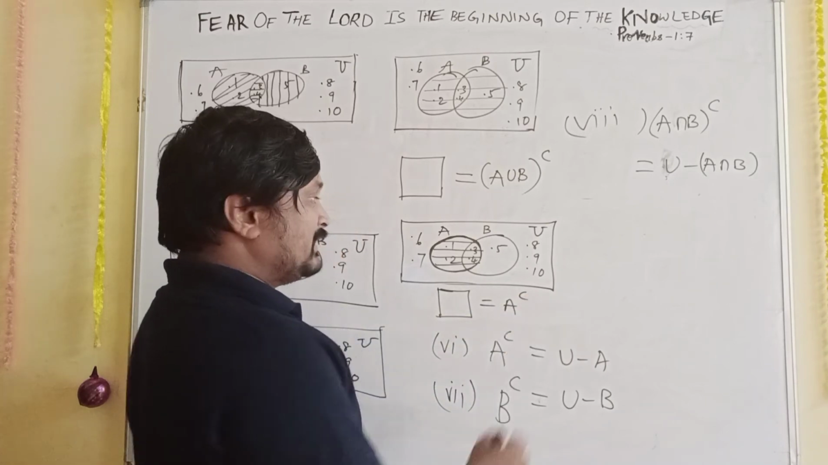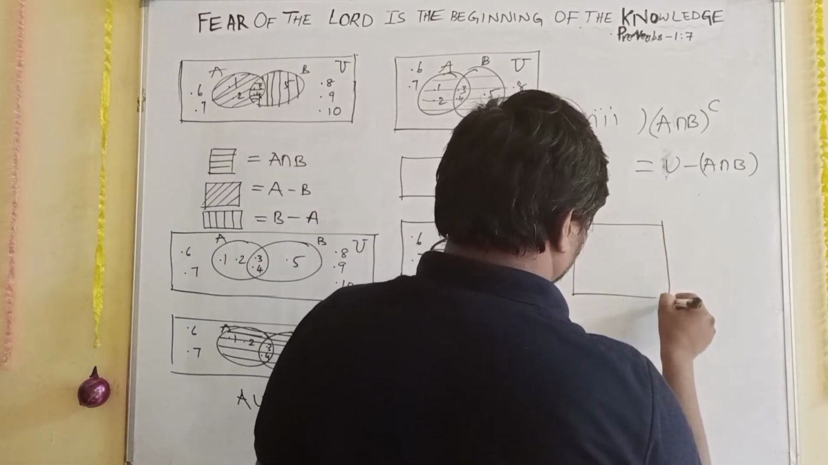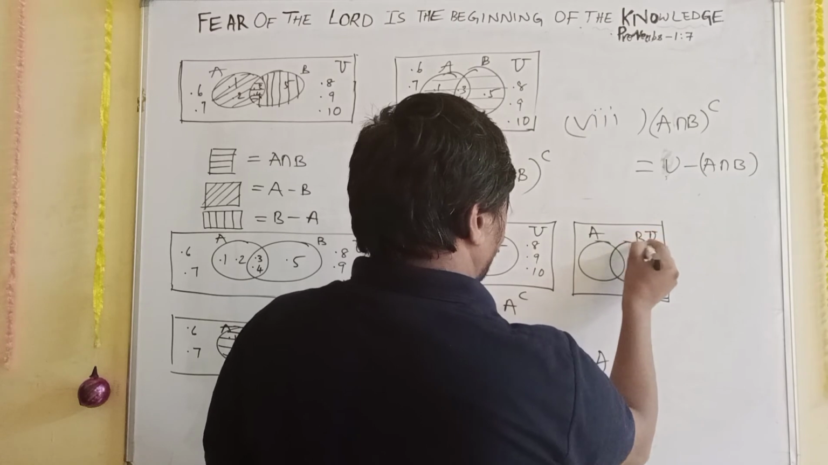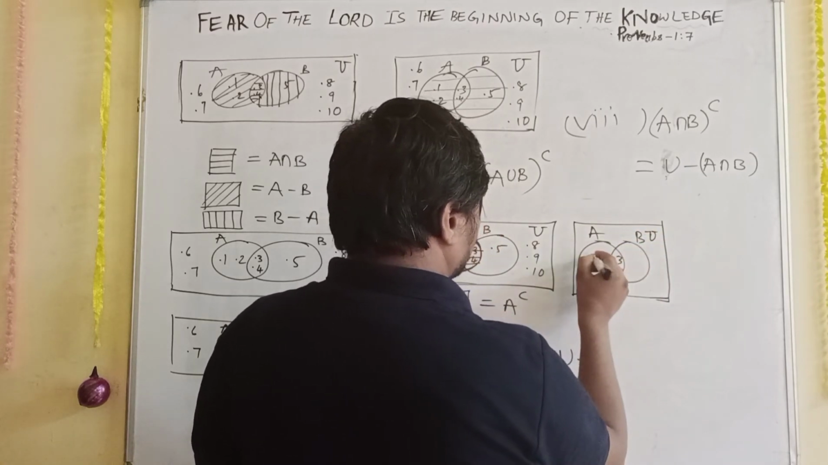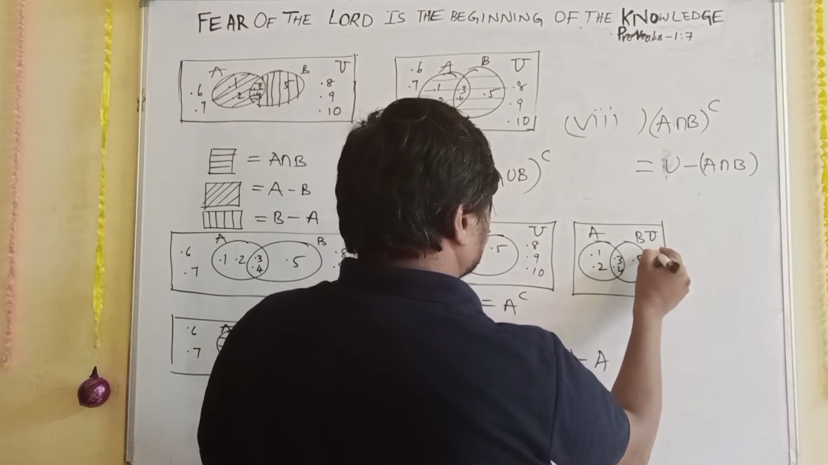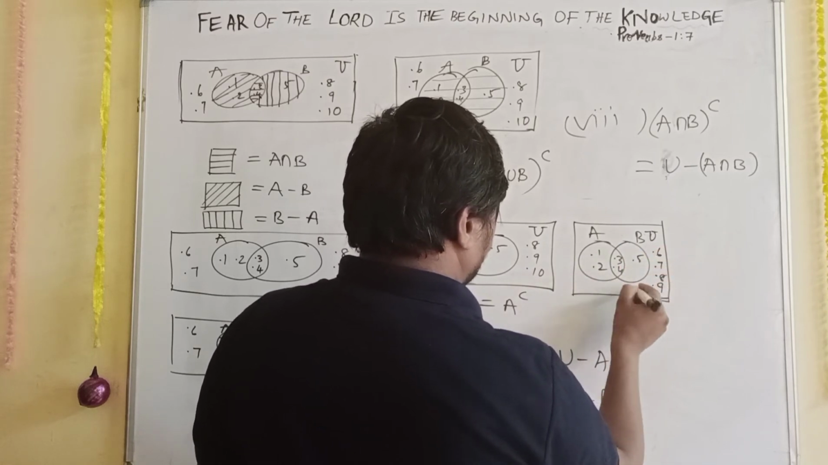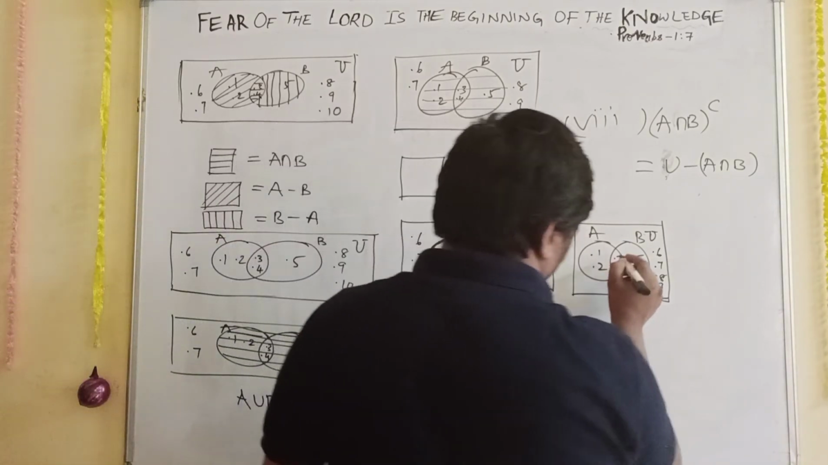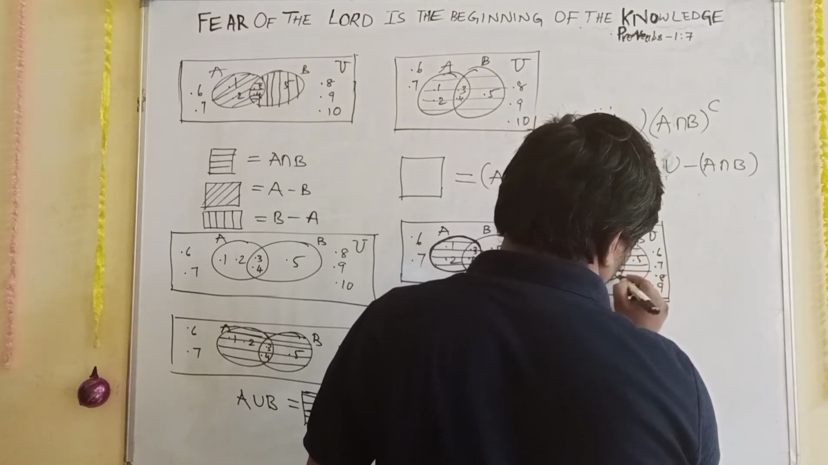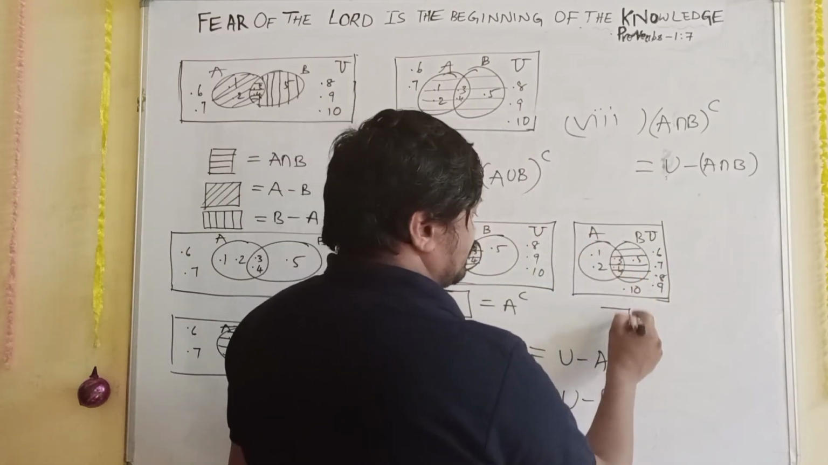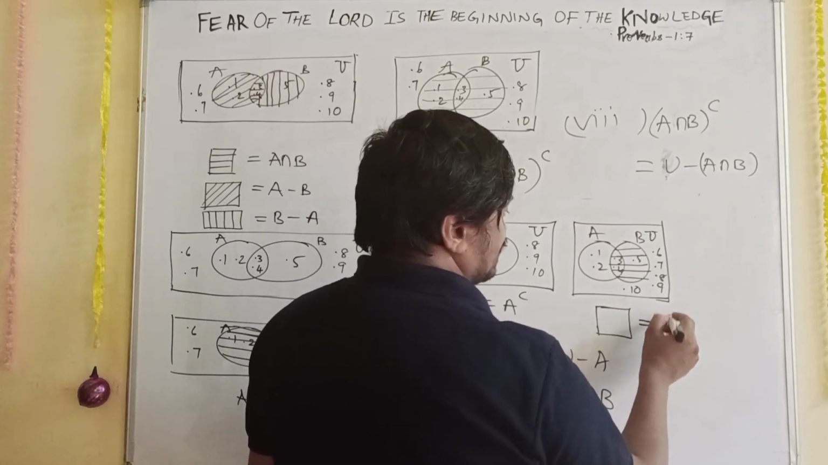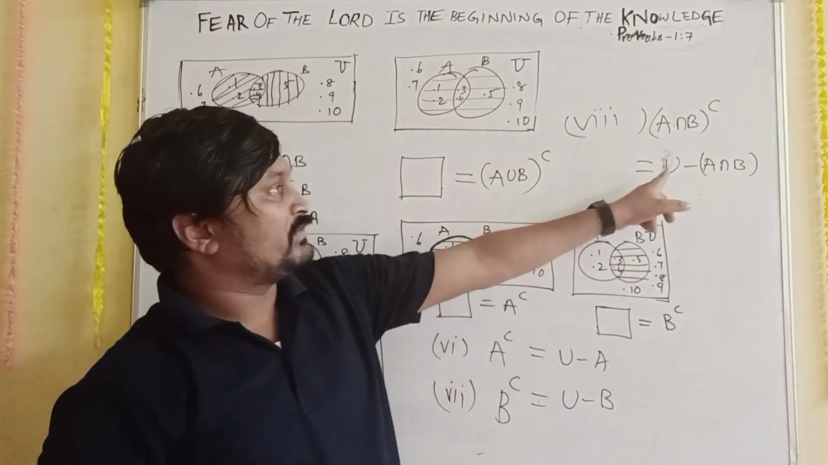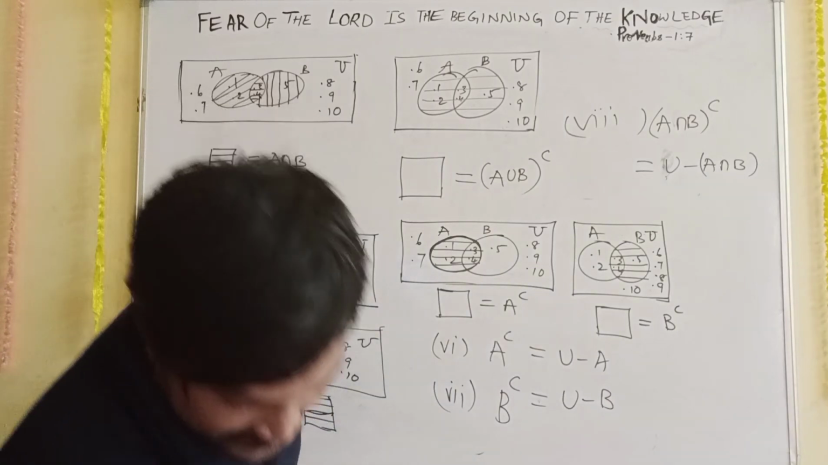Same method. B complement means, here I will draw union. So A and B. So here 3, 4, 1, 2, 5, 6, 7, 8, 9, 10. Now B complement means completely remove B. So if I completely remove this B with the intersection part, whichever empty space is there, that is nothing but your B complement. So now we found A complement, B complement. Now we'll go for the last one, A intersection B whole complement. So we'll go to that.